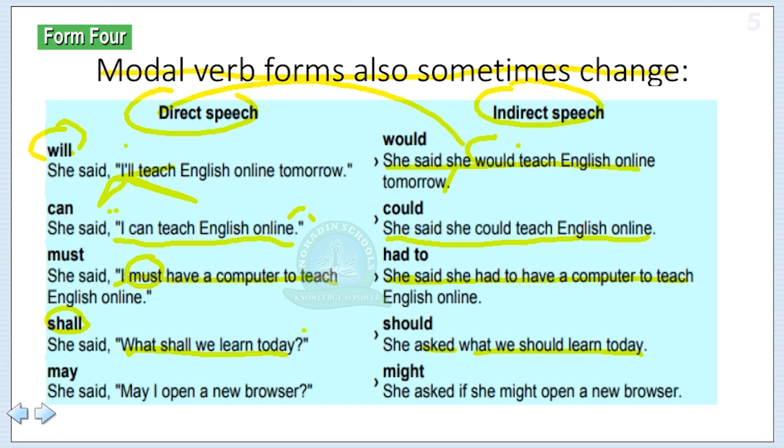What about may? She said, "May I open a new browser?" She asked if. Why are you using if? Because this is an interrogative sentence. Whenever you have an interrogative sentence, especially yes/no questions, not all of them, but yes/no questions, when you want to use auxiliary verbs like is, am, are, was, will, etc., we're going to use if or whether. She said, "May I open a new browser?" She asked if she might, not me, if she might open a new browser. And there is no quotation mark in here.